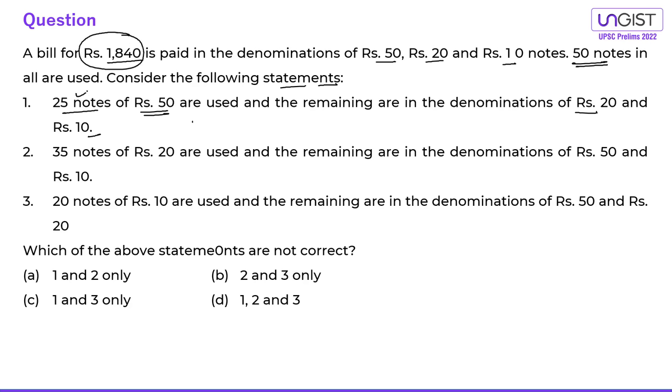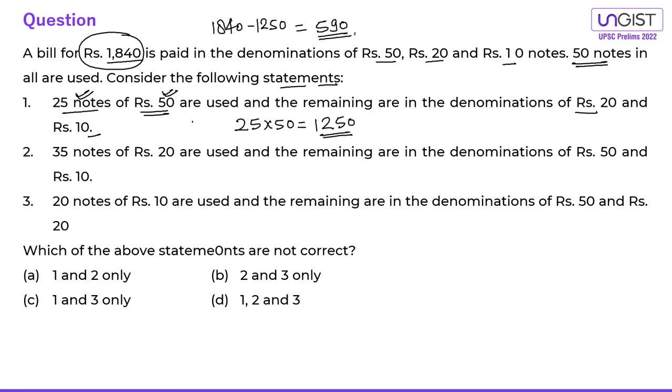And we are using 25 notes of rupees 50. So if we are using 25 notes of rupees 50, we are actually paying what? We are actually paying 1250 rupees, right? And still, how many rupees are still left? How much amount is left? So this is 1840 minus 1250. Okay. So this is actually 590 rupees is left.